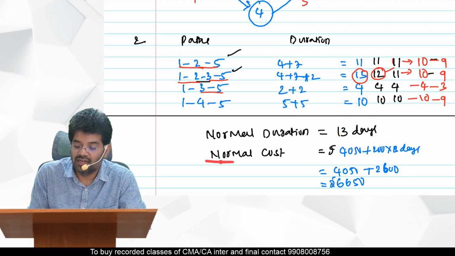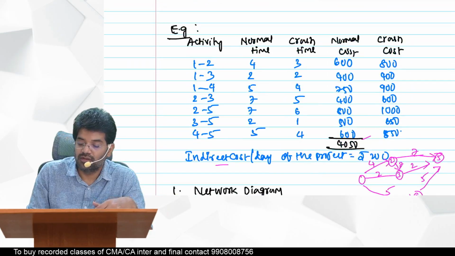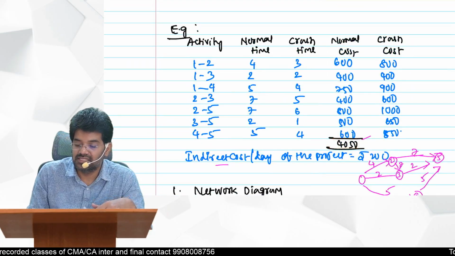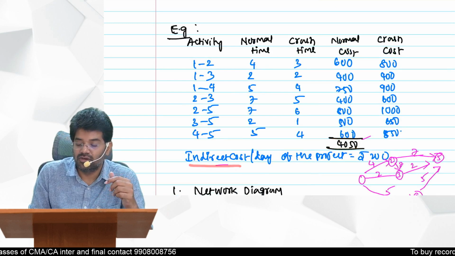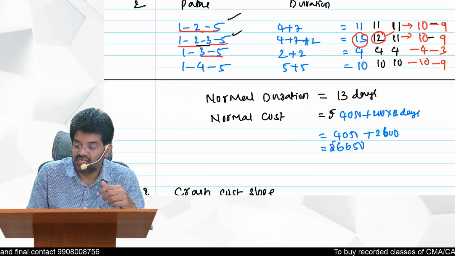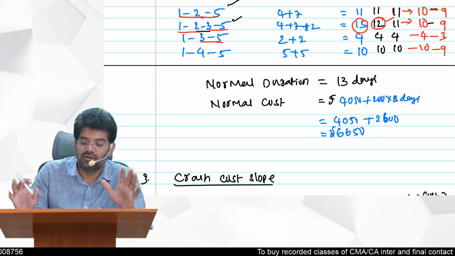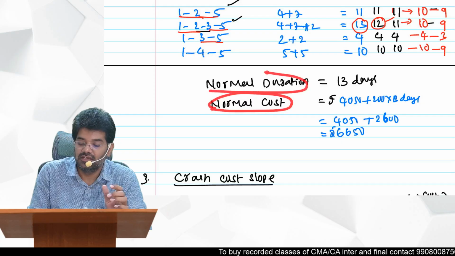Now if you want to calculate normal cost, first you take the direct cost given in the question, the total. Plus every day you will incur overheads. Now how much? 200. So 13 into 200 is 2600. So 6650 is the normal cost for the normal duration.